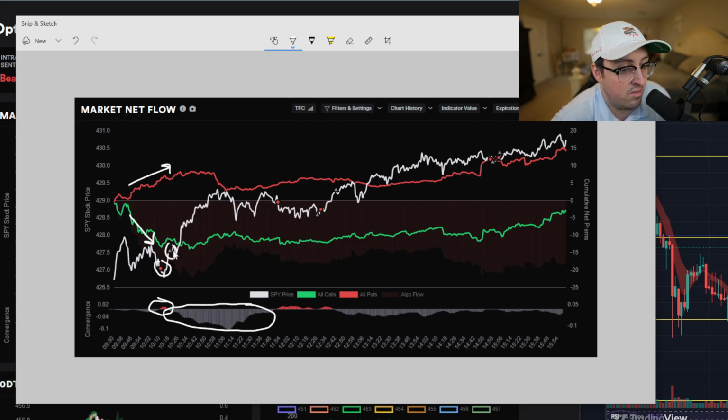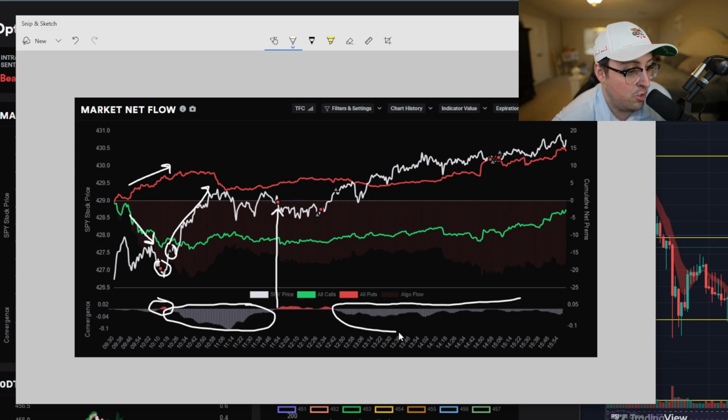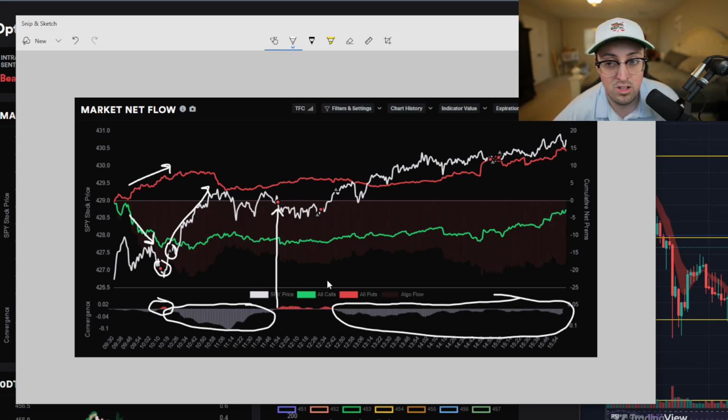So you can see that convergence did turn gray, and then we head up. We were doing the opposite of what flow was saying, and then it looks like it did flip red here, which it did go down a little bit, but it was kind of choppy for the most part. So this is why I do look at convergence for the most part to enter and exit trades, because it can be such a powerful tool to keep you out of bad trades and then in really good ones, right?